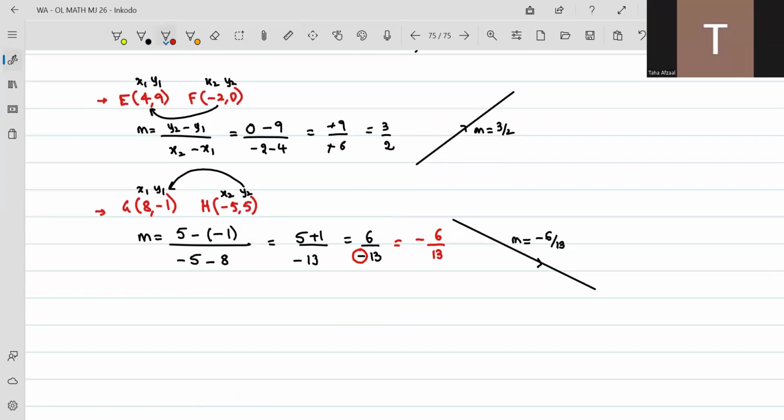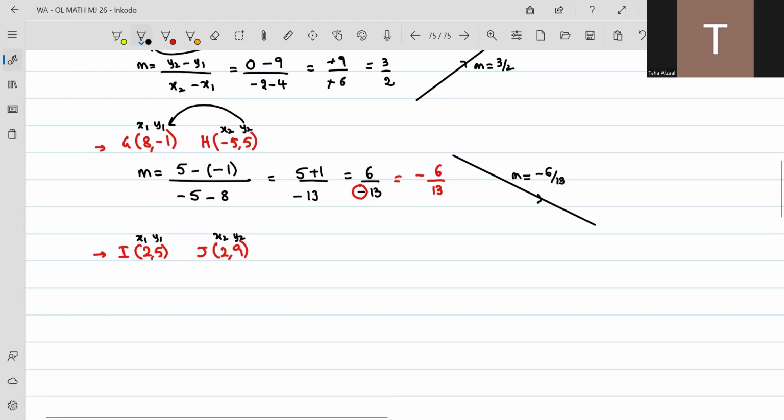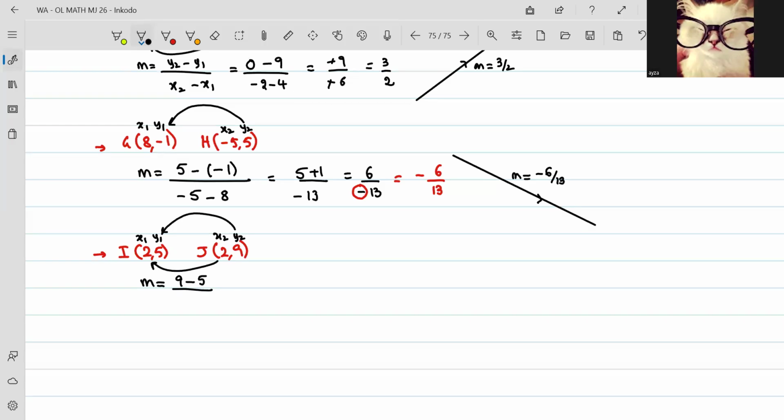Next point. But this is the fourth part, I guess. Fifth part. So I is 2 comma 5 and J is 2 comma 9. Anybody could help me find out the gradient for this? This is x1, this is y1, this is x2, and this is y2. So gradient is y2 minus y1. That's 9 minus 5. Do all of you agree? Yes or no? Yes. y2 minus y1 over x2 minus x1. Now 9 minus 5 is 4 and 2 minus 2 is 0.